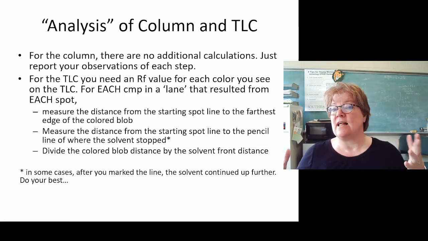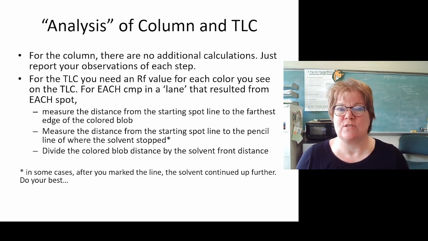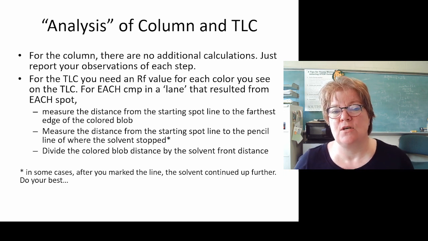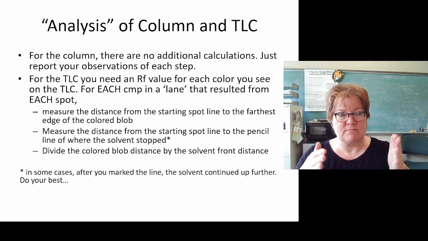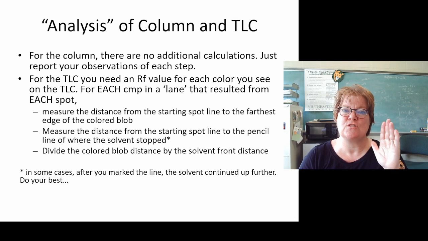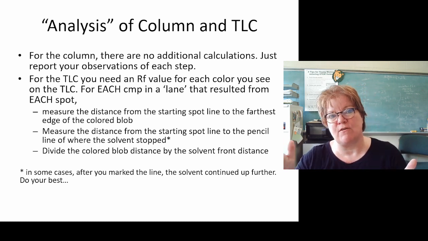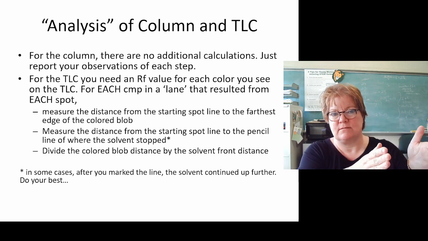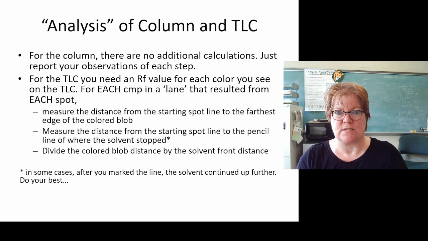All right, so again, on the analysis of the column, there's really not much to do except to record your observations. We really did that in the lab. But for the TLC, we need to calculate these RFs. So for each color in each lane, you need to measure the distance from the starting point to that colored blob, the farthest edge of that colored blob, and then measure the distance from the starting point to the solvent front. That only needs to be done once. Then divide the colored blob's measurement by the solvent front measurement to get the RF.